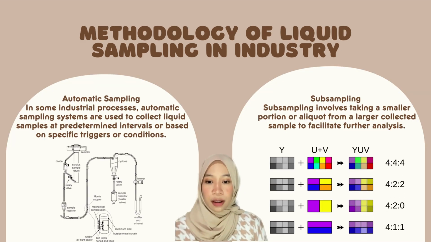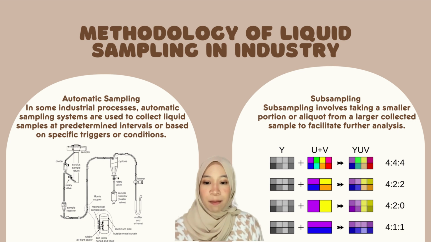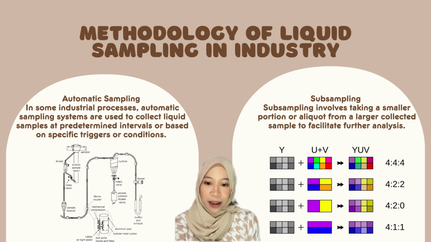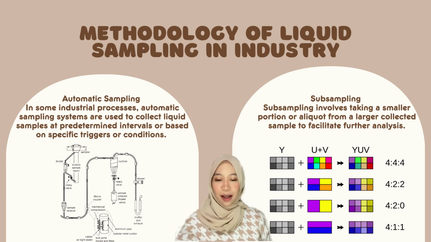Now, we will see the methodology of liquid sampling in industry. The first one is automatic sampling. In some industrial processes, automatic sampling systems are used to collect liquid samples at predetermined intervals or based on a specific trigger or condition. The second one is sub-sampling. Sub-sampling involves taking a smaller portion or aliquot from a larger collected sample to facilitate further analysis.